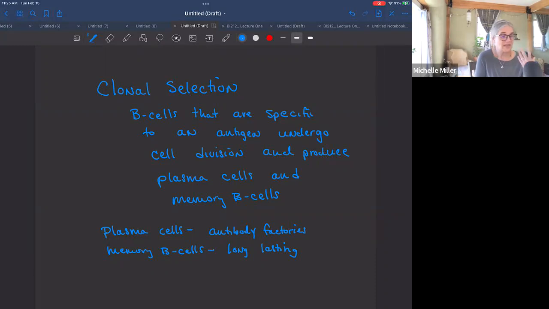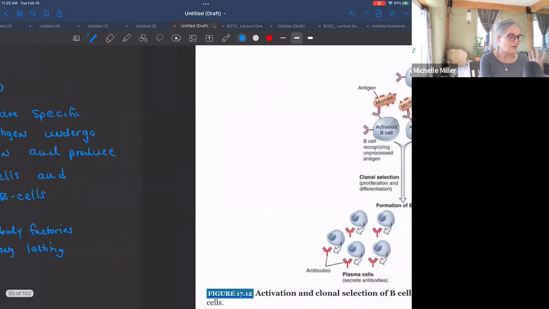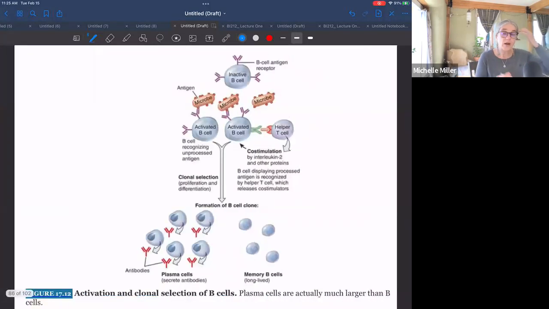So when we look at this process, let's look at a diagram. Remember that our B cells are produced randomly. We are infected with a microorganism, and on its surface, it has specific proteins that are antigens. These antigens only bind to specific B cells, so the specific B cells that have antibody receptors on their surface. So here we see the activated B cell.